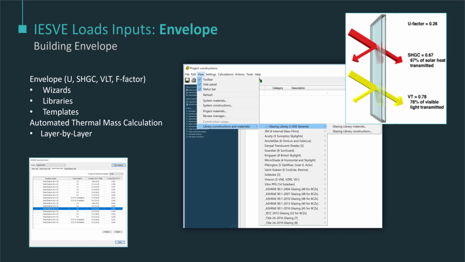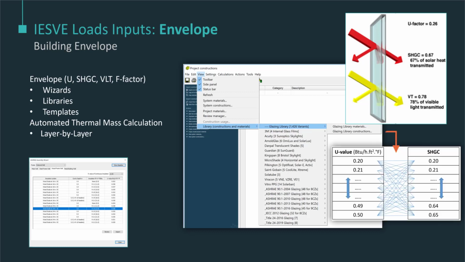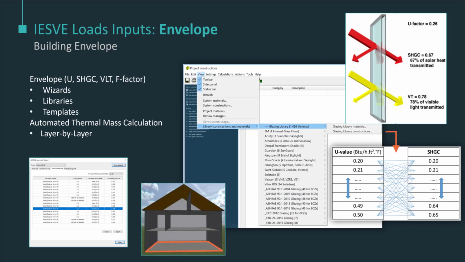You'll see this all over IESVE software. We give you lots of wizards. We give you lots of libraries. We give you lots of templates, so you don't ever feel the need to reinvent anything from the ground up. It's much easier to take something that's templated and make a little modification to suit your project goals. I think there are now over 1,500 glazing assemblies within IESVE, and on top of that, we also connect to the International Glazing Database, so you can import stuff from LBNL's window program.